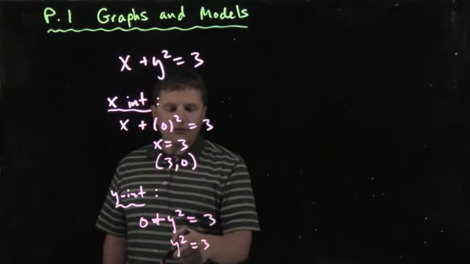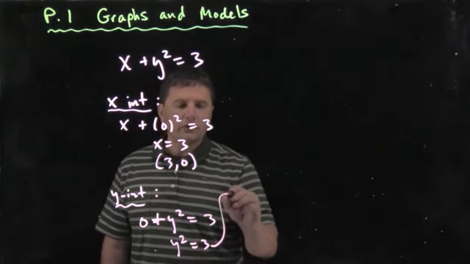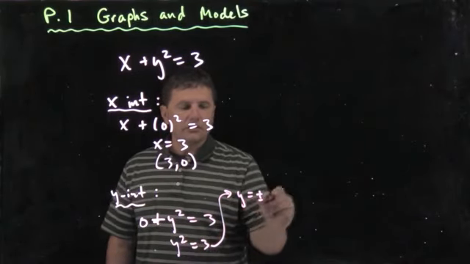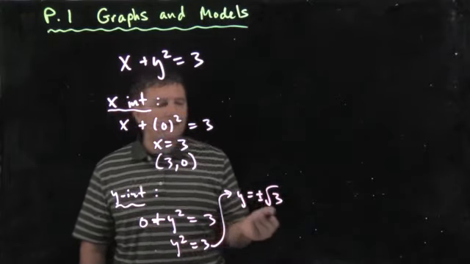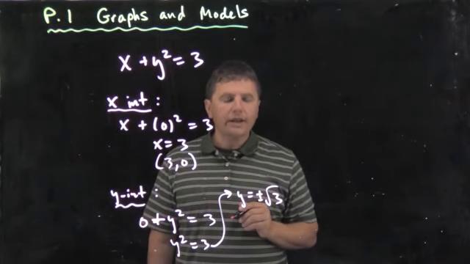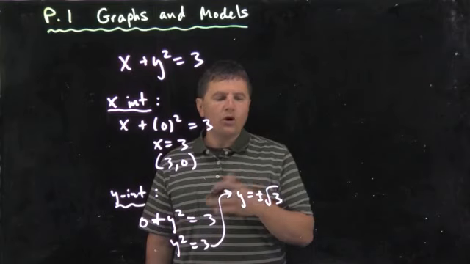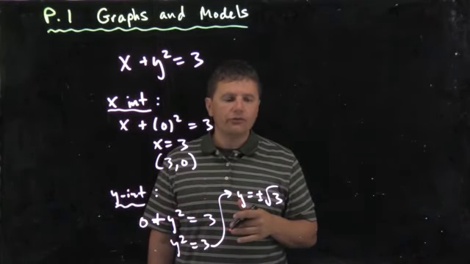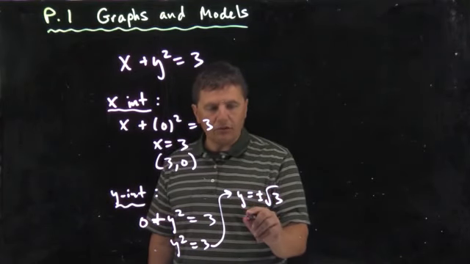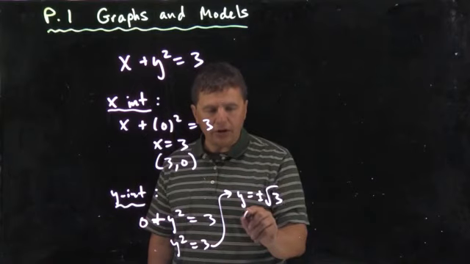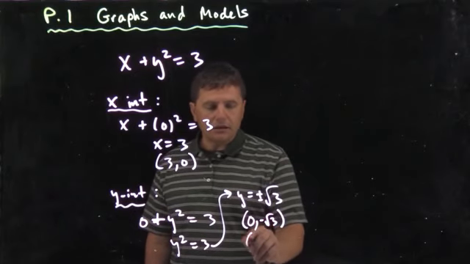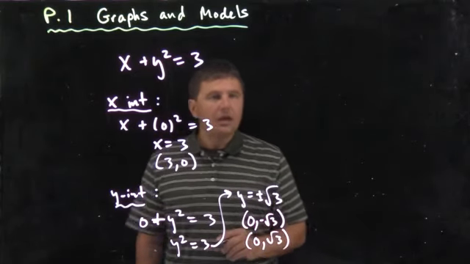It's important to realize that if we have this y squared, if we take the square root, we're going to get a plus or minus. So y is equal to plus or minus the square root of 3. Now, I don't know exactly what that is, nor do I care. I know that this is somewhere between 1 and 2, because the square root of 1 is 1, and the square root of 4 is 2. The detail of exactly how far along is not all that important here. So we have (0, negative square root of 3) and (0, positive square root of 3). So we have two y-intercepts.